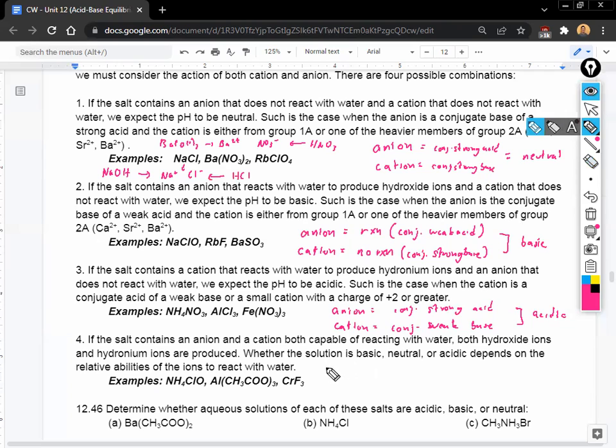All right, and then the last one, you guys can probably tell what it's going to be. If the anion is the conjugate of a weak acid, and the cation is the conjugate of a weak base, in these situations, it depends. It depends on the concentrations. Okay, so those are the 4 possibilities.